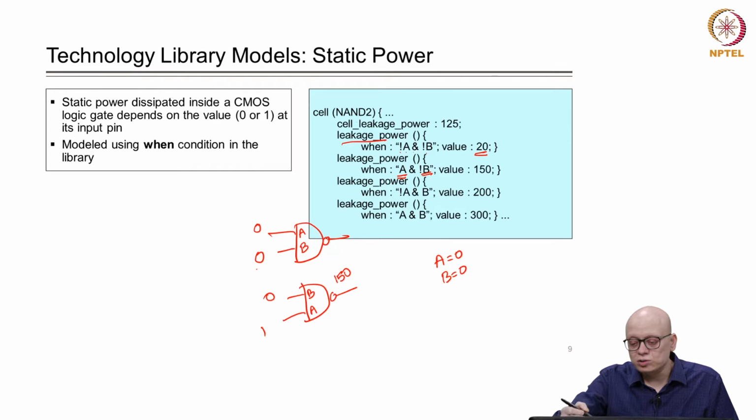Now, in addition to the leakage power based on the when condition, an average value can be defined for a cell also. If the tool needs to compute power and does not know the probability of a signal being 0 or 1, in that case an average value of power dissipated by a cell is also defined by the library, and that can be used by the tools.